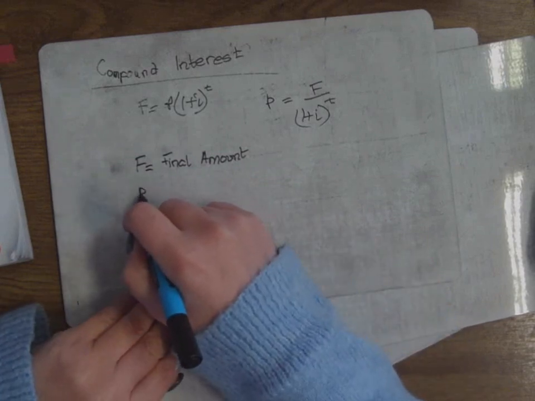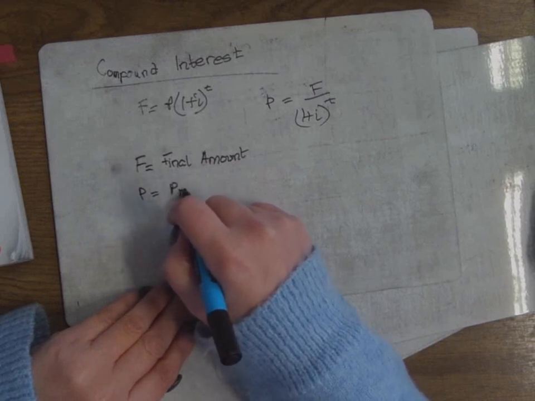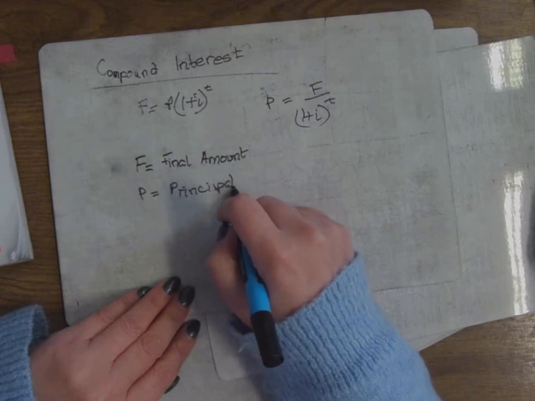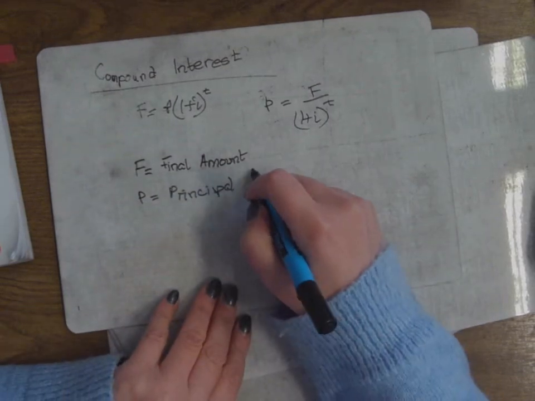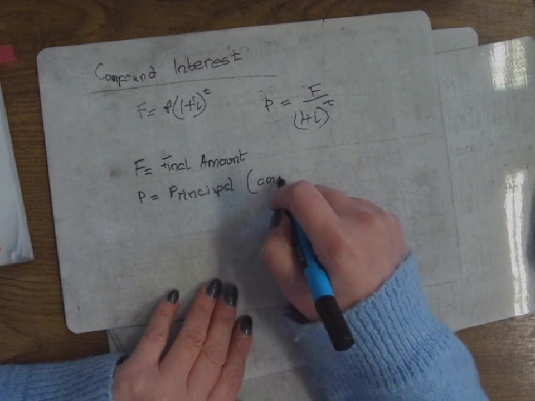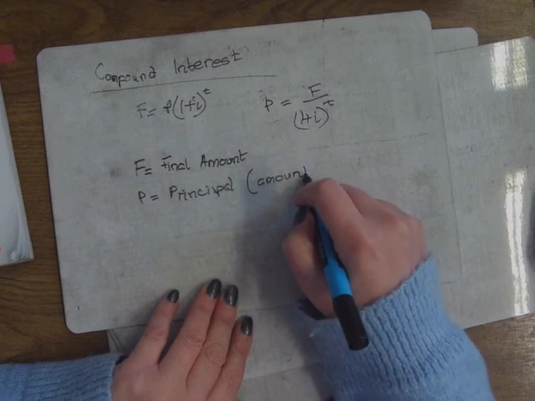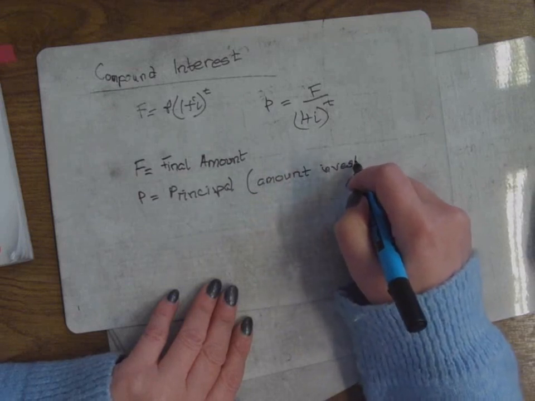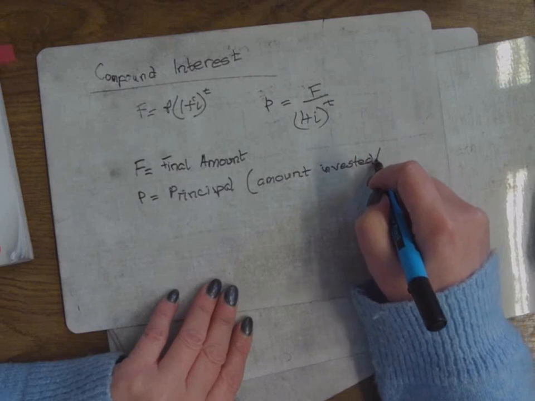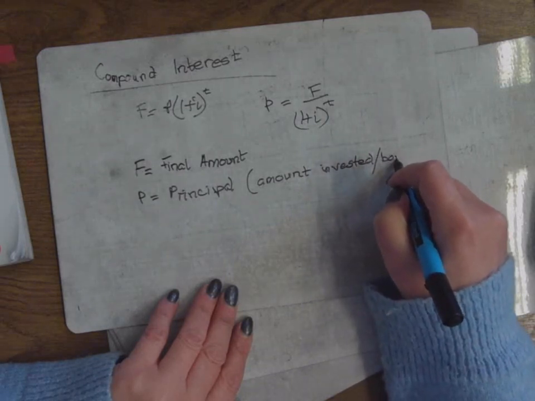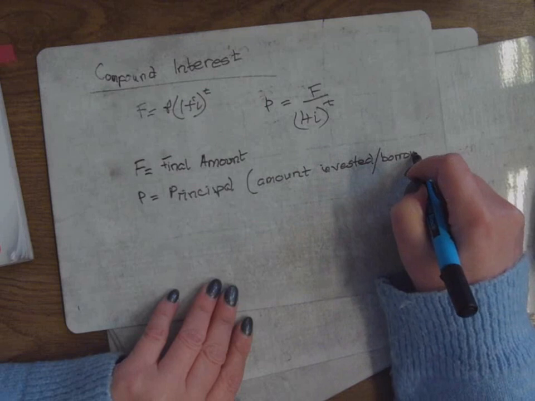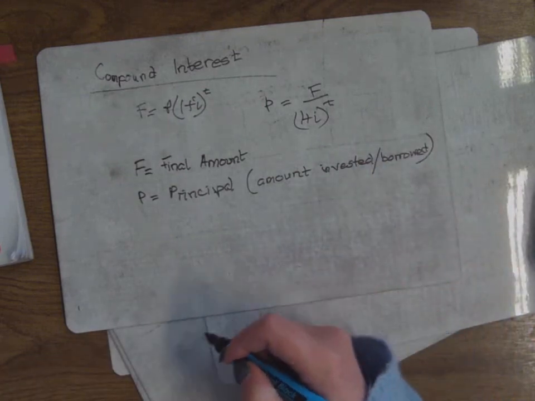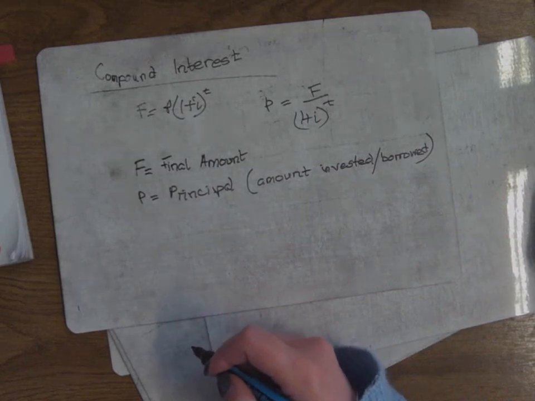P stands for the principal. The principal is the amount of money you put in, or the amount of the loan you took out. So I'll say amount invested or borrowed. Is that okay?